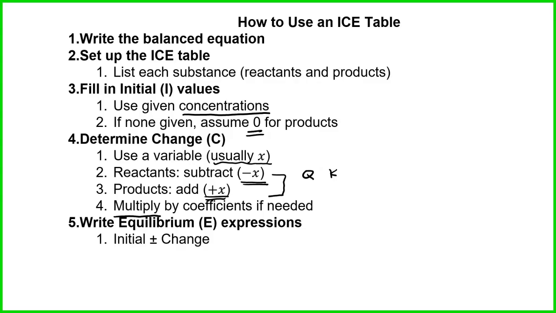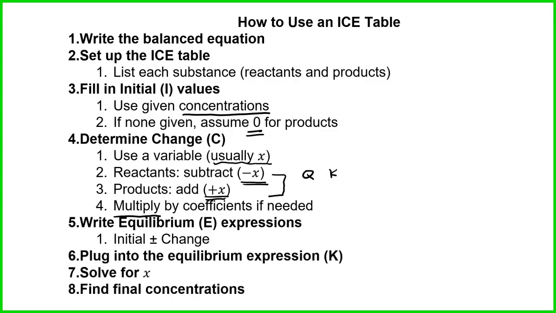Next, we'll write the equilibrium expressions, that's E. And we're just adding down the column. We'll take the initial concentration and add the change for our products or subtract the change for our reactants. We'll plug that into the equilibrium expression, which is K, what we did in the last lesson. We'll solve for X and then find our final concentration.